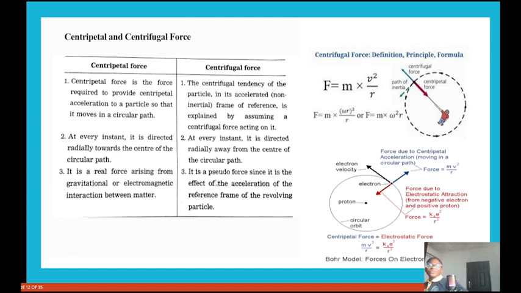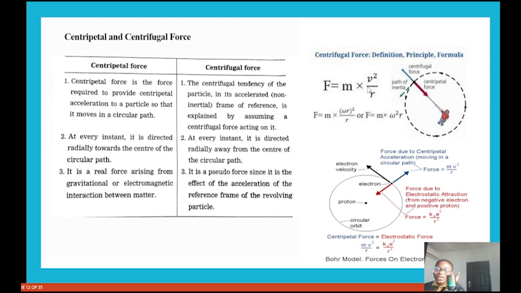The centripetal force, at every instant, is directed radially towards the center of the circular path. But the centrifugal force, at every instant, is directed radially away from the center. Centripetal force is a real force arising from gravitational or electromagnetic interaction between matter. Centrifugal force is just a pseudo force. It is the effect of the acceleration on the reference frame of the revolving particle, and that's the difference between centripetal and centrifugal. Centrifugal is the opposite force acting on the body that is moving in a circular path, so that is it.